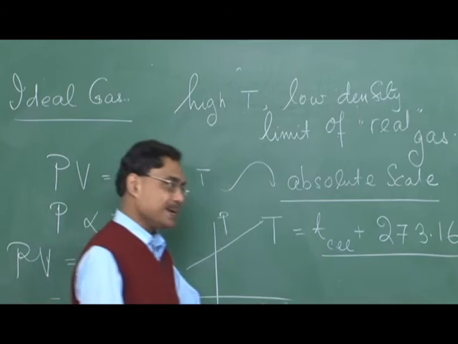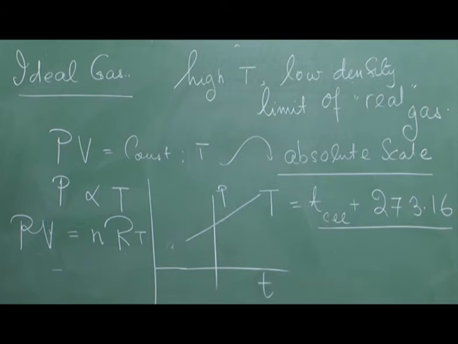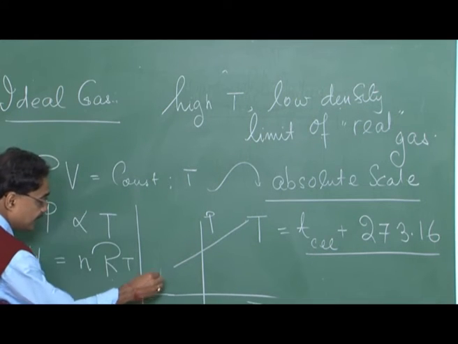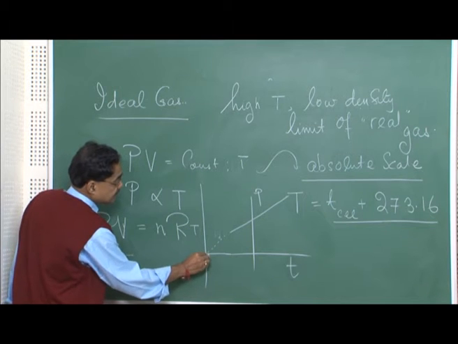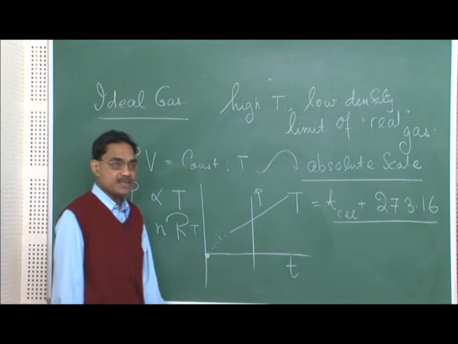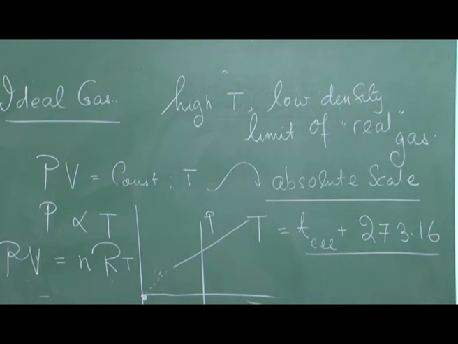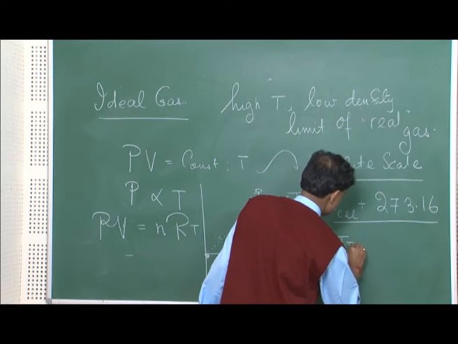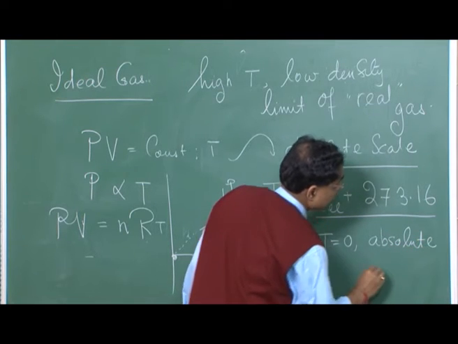I told you, low temperature means some length scale, which I call the de Broglie wavelength, will shoot up because it is root over kT. But one thing we can see from here is that if we could go up to T equal to 0, pressure vanishes. That is my absolute 0. So T equal to 0, I will refer to as absolute 0.